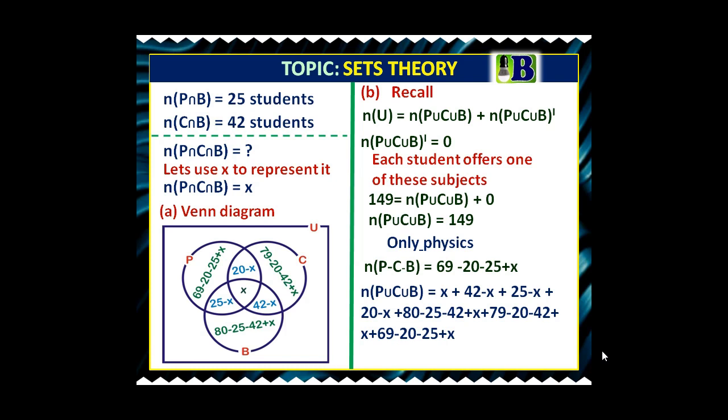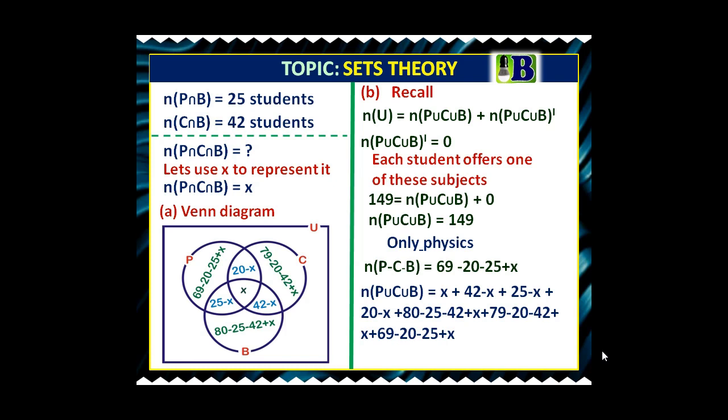Then you move to 42 minus x, which is the aspect of chemistry intersect biology. Then you move to 25 minus x. 25 minus x comes from physics intersect biology. Then if you move to 20 minus s, it comes to the side of physics intersect chemistry.